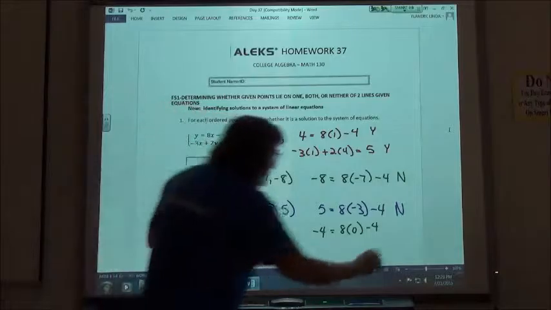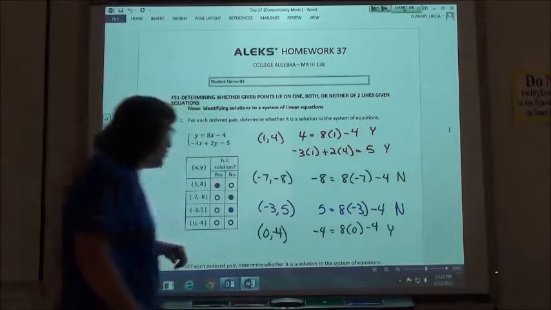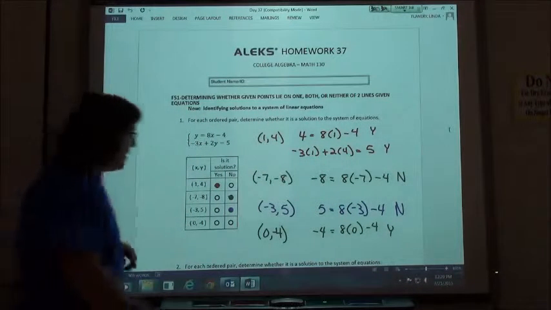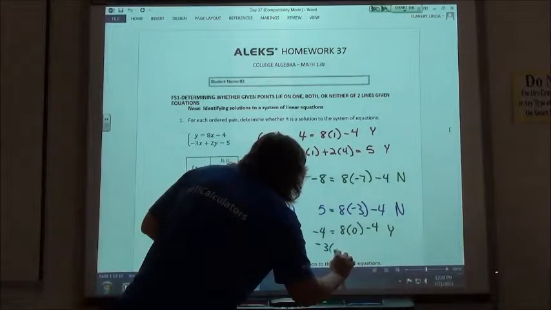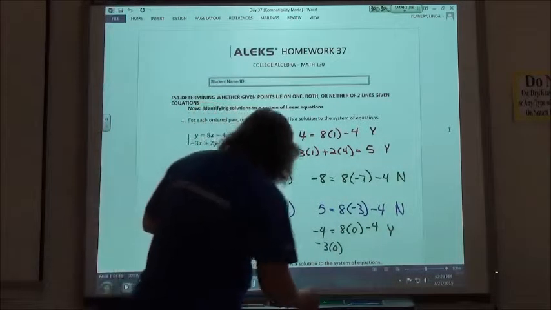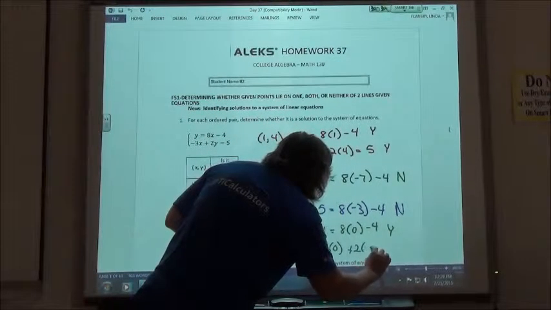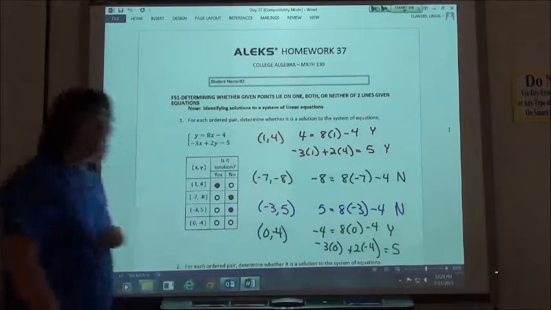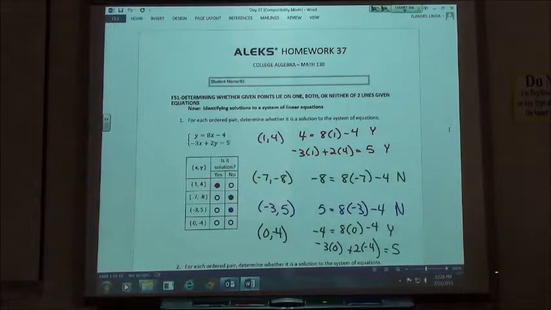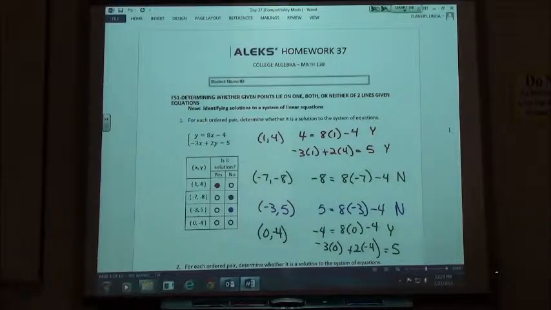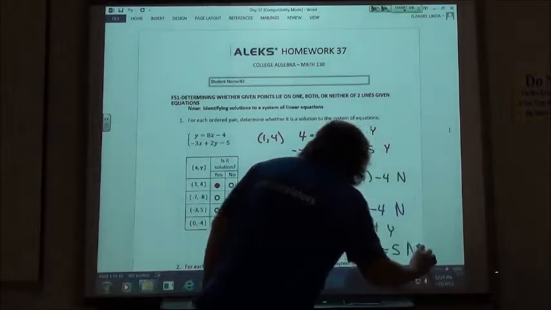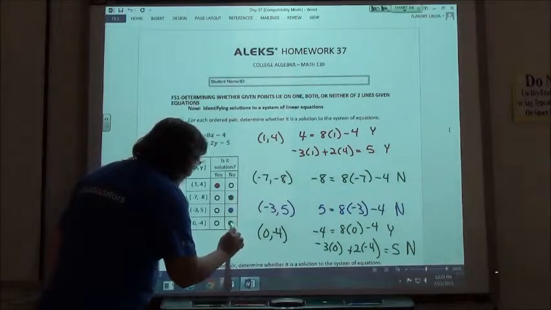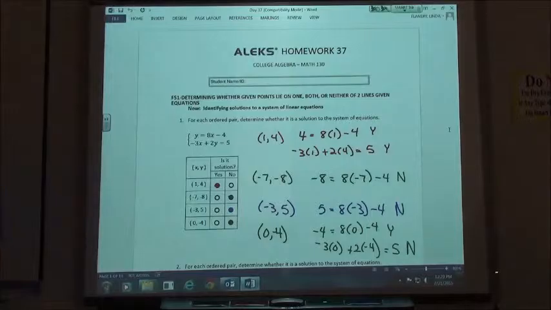That's a yes. So since we got a yes in the first, we better check the second one. Negative 3 times 0 plus 2 times negative 4, does that equal 5? No. So since we got a no, it's still a no. The only way to have a yes is to have both of them be yeses.